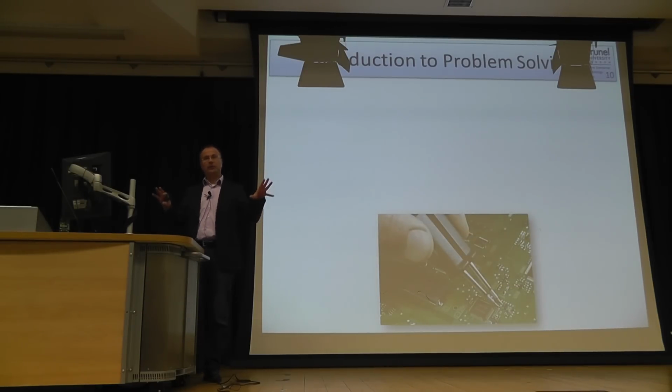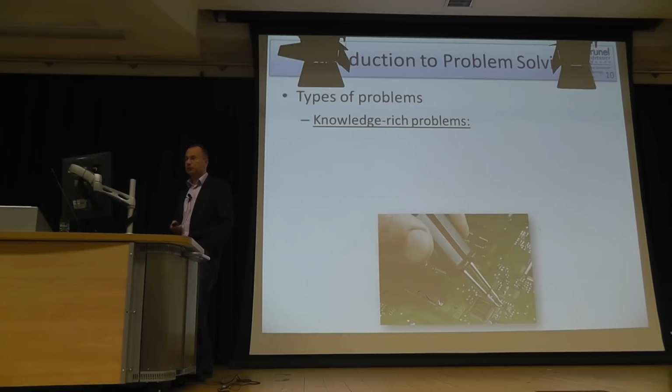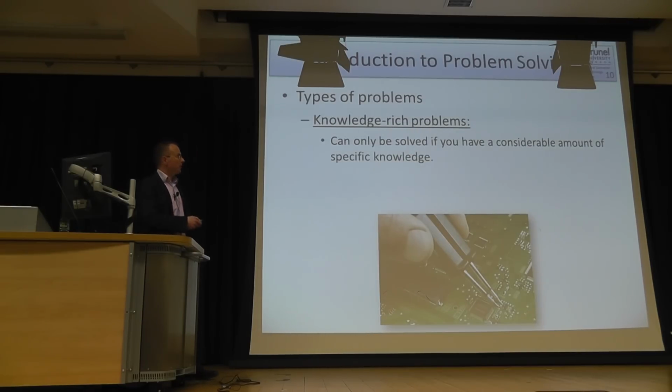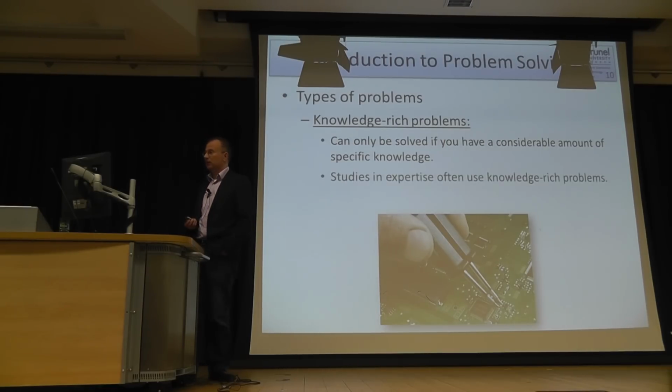Okay, so this was the distinction between well-defined and ill-defined, and we said we have a second characteristic, and this is the amount of knowledge we need to solve a problem. There are knowledge-rich problems which we can only solve when we really have some specific knowledge for the problem. And we will see in the second part of the lecture that the studies in expertise often use knowledge-rich problems, when we have experts, something like that.